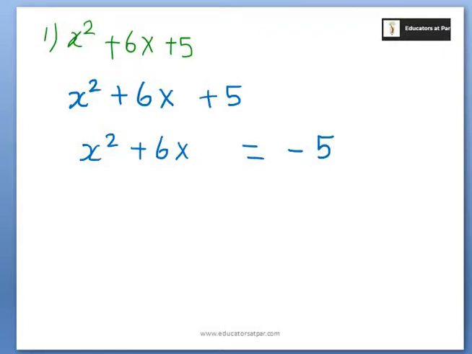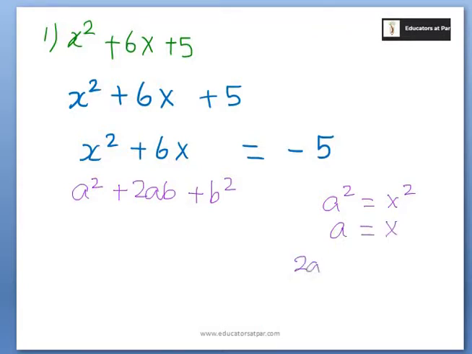Now let's compare a² + 2ab + b². a² equals x², so our a is x. 2ab is 6x. You just have to convert it to the form 2ab. So it's 2 times x times 3. So our a is x, b is 3.